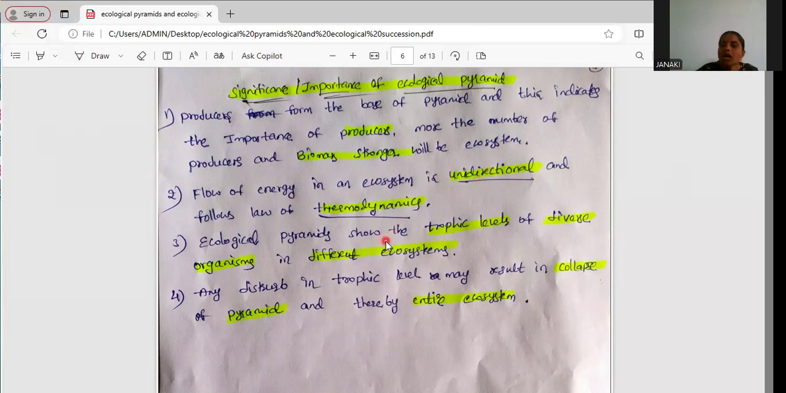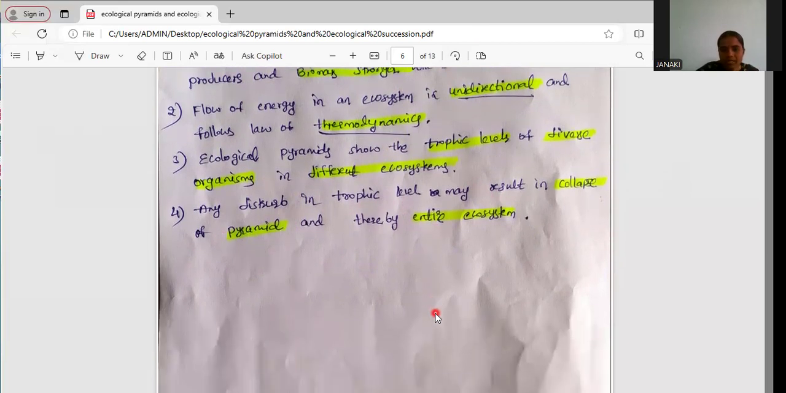Ecological pyramids show the trophic levels and the organisms in different ecosystems. Any disturbance in trophic levels may result in collapse of the pyramid and thereby the entire ecosystem. This is the significance and importance of the ecological pyramids. Unidirectional and thermodynamics.